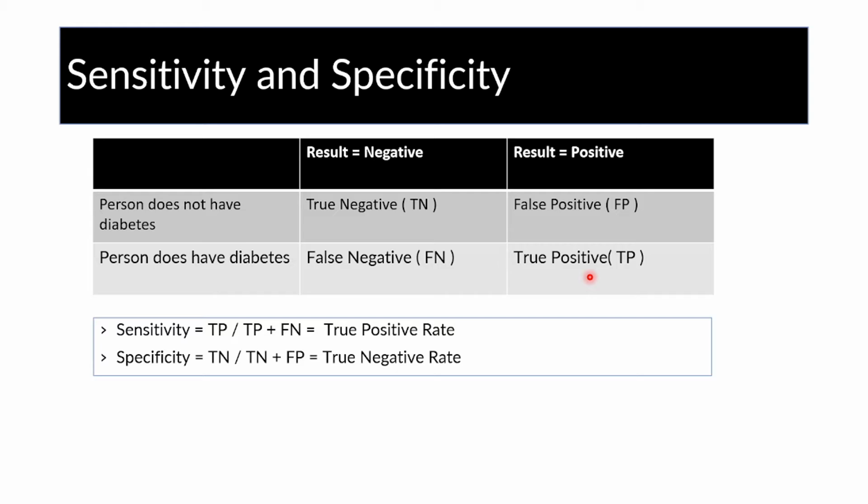Sensitivity is the true positive divided by the true positive plus the false negative. It is the true positive rate. The specificity is the true negative divided by the true negative plus the false positive. That is the true negative rate.